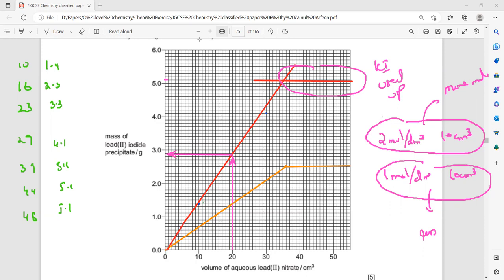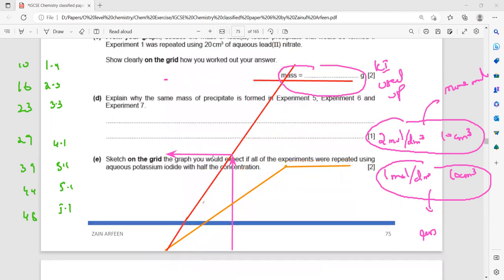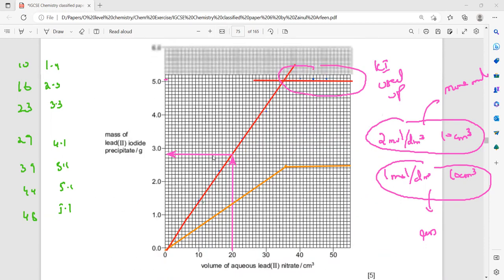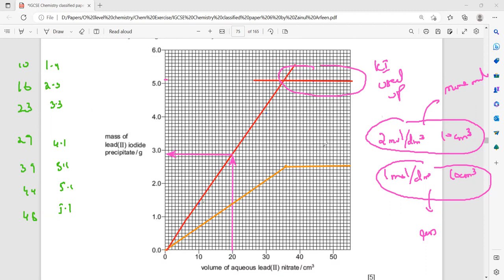Is this one clear? You should label which part you plot this graph for. That is part E, so label E on your graph. Is this clear? Why the precipitate mass will be half? Yes, sir, clear. There is a marking scheme for this exercise which I will share with you.